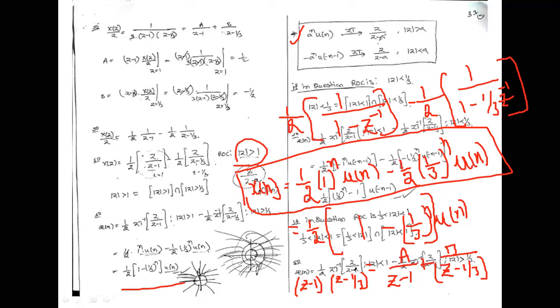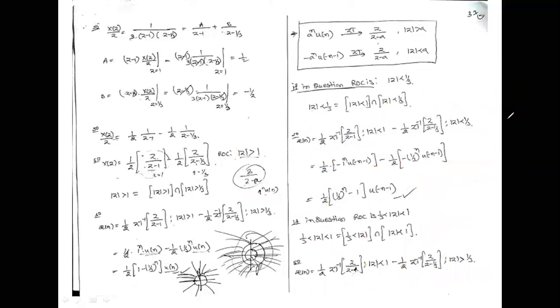Okay. Because it is z greater than a, this works. If it is z less than a, you can change this function as minus a whole power n mu of minus n, and here also minus 1 by 3 whole power n mu of minus n minus 1. Depending upon the ROC, the value changes. So when the ROC is z less than 1 by 3, irrespective of the value here, if it is less than, write the two functions as left-sided only. One is minus 1 whole power n mu of minus n minus 1, minus 1 by 2, minus 1 by 3 whole power n mu of minus n minus 1.